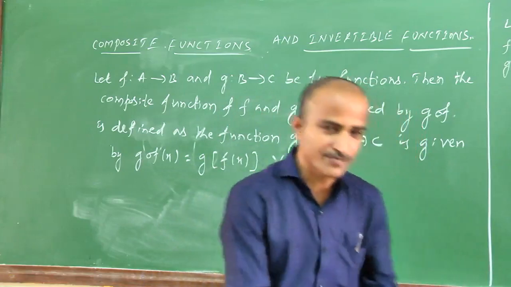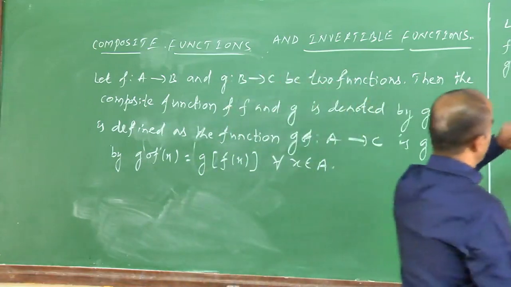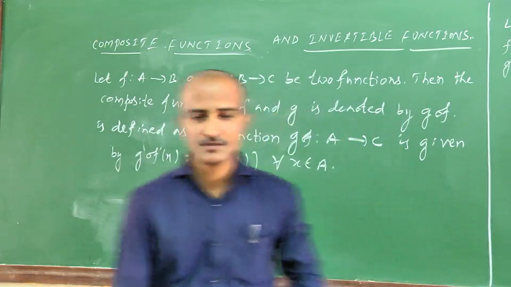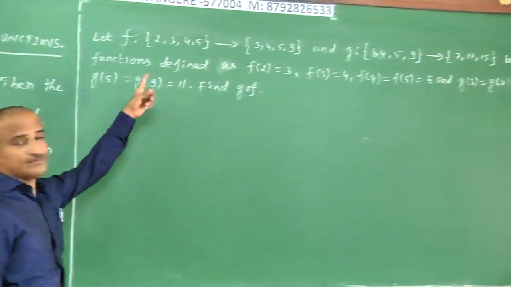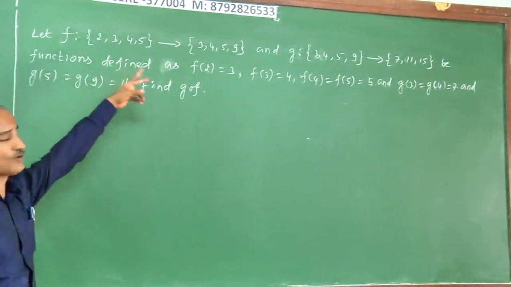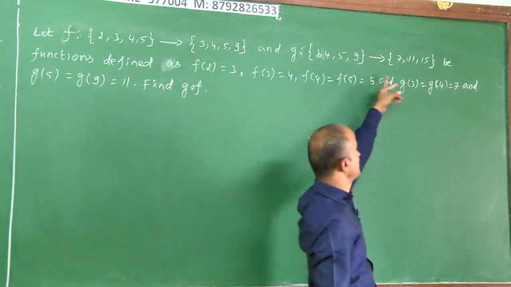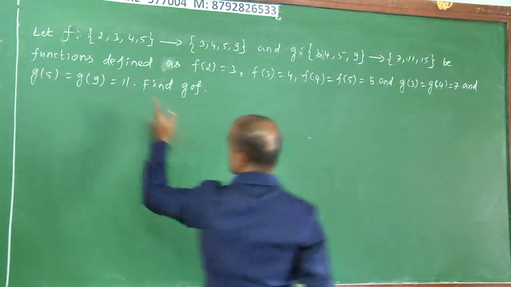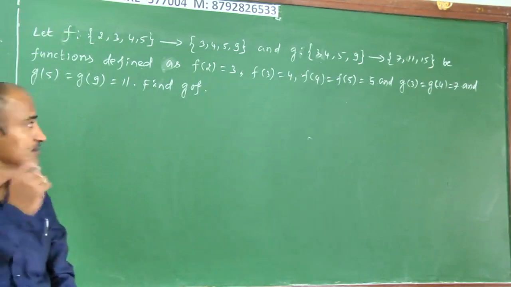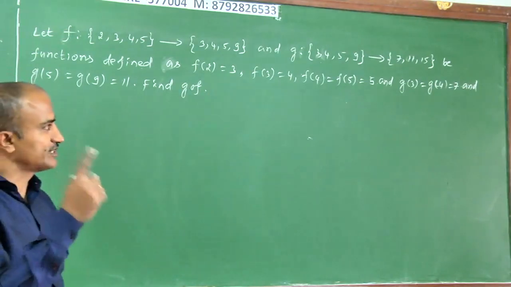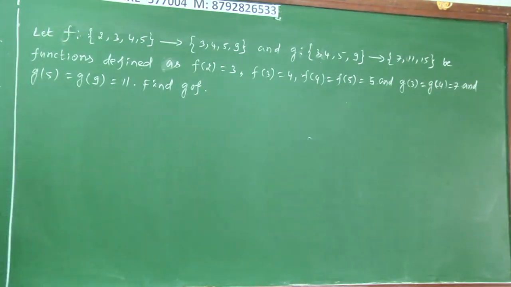Now we shall discuss how to find the composition of two functions. Here we have an example. Let f from {2, 3, 4, 5} to {3, 4, 5, 9} and g from {3, 4, 5, 9} to {7, 11, 15} be functions defined as f of 2 equals 3, f of 3 equals 4, f of 4 equals 5, and g of 3 equals g of 4 equals 7, and g of 5 equals g of 9 equals 11. Find GOF.